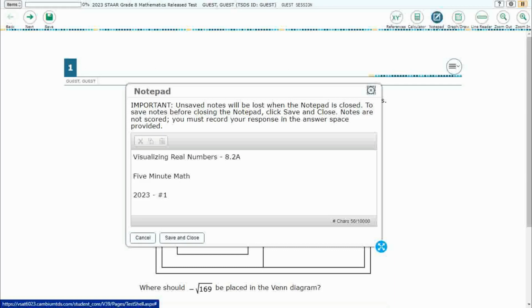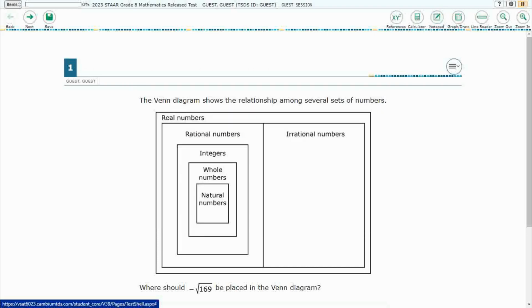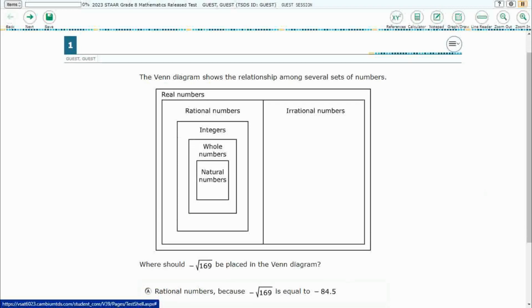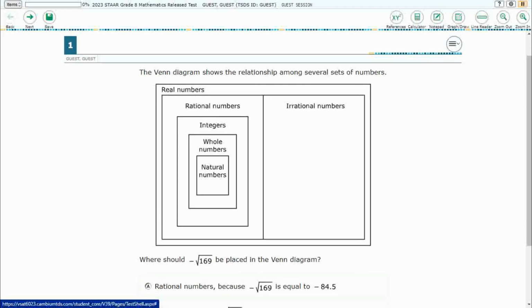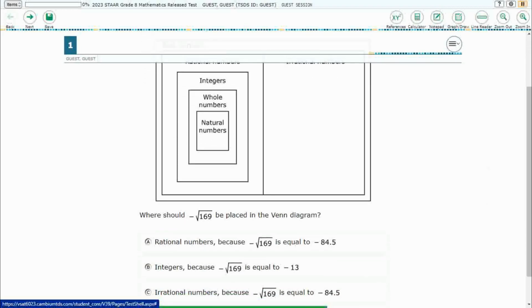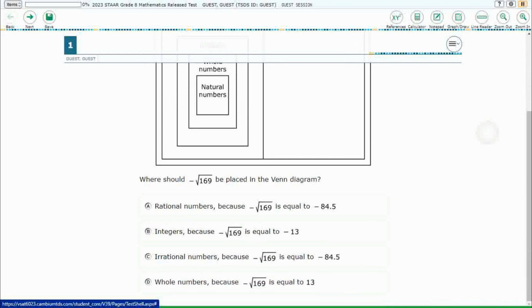Today we are looking at the 8th grade concept of visualizing real numbers. This is standard 8.2a in the great state of Texas. We are using item number 1 of the 2023 released STAAR test. If you haven't done so already, please go ahead and take a moment to pause the video, work this problem out on your own, unpause it, and we will look at our answers together.